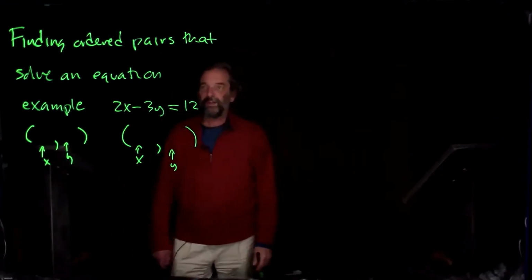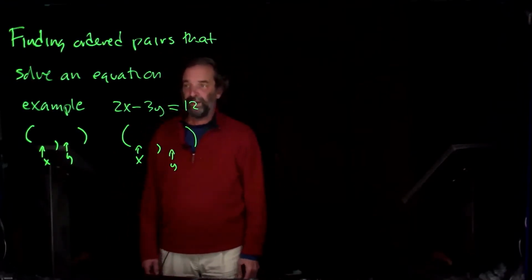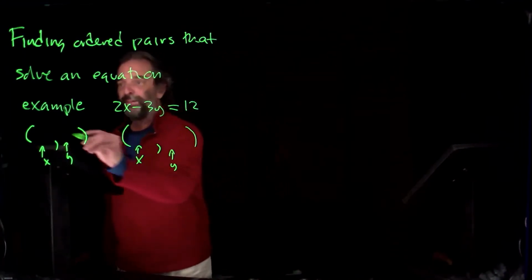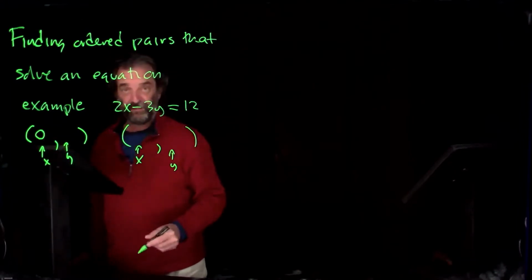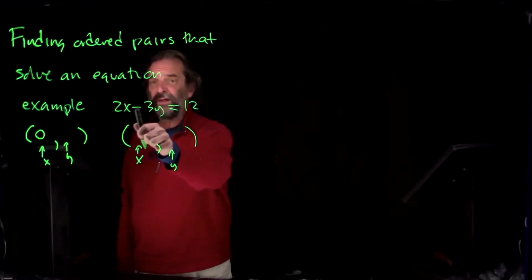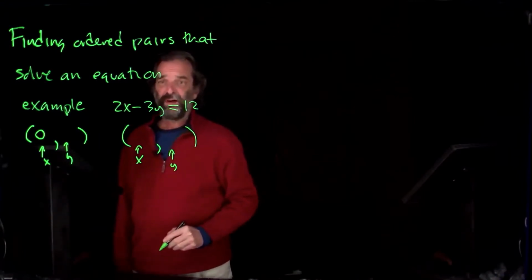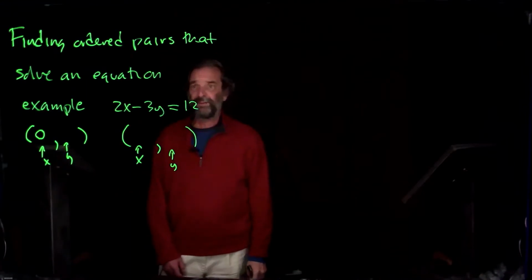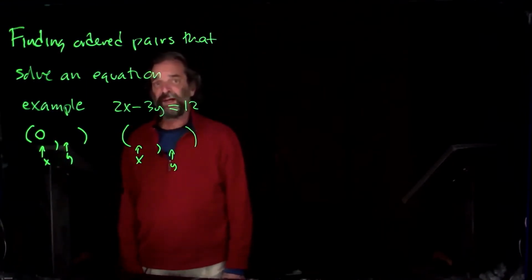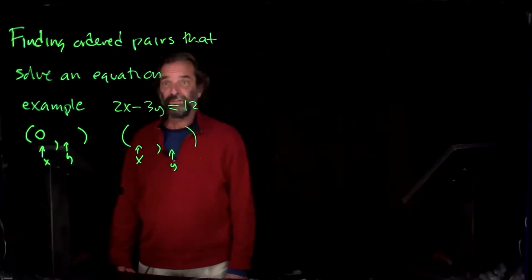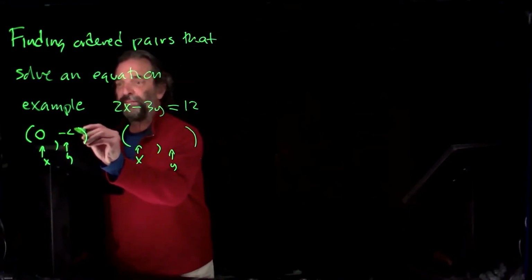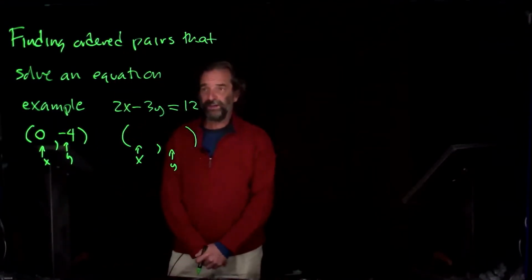A lot of times one of the easy pairs that you can find is you just set either x or y equal to 0. So if we pick 0 for x, say, then 2x minus 3y is supposed to be 12. The 2x is 0. Minus 3y is supposed to be 12. We know 3 times 4 is 12, but that's minus 3 times y. So minus 3 times minus 4 would be 12 as well. Minus 3 times 4 would be minus 12. So we need minus 4 here to make that ordered pair solve the equation.